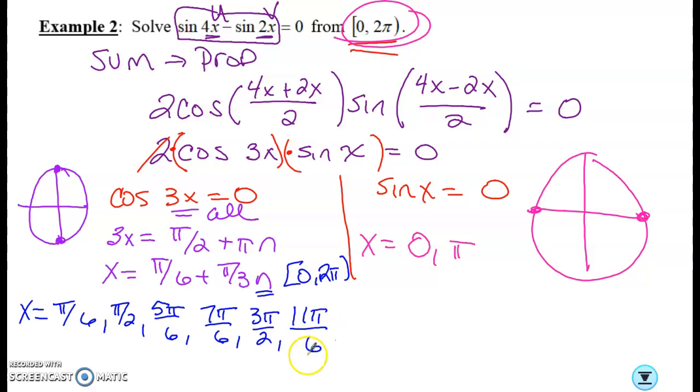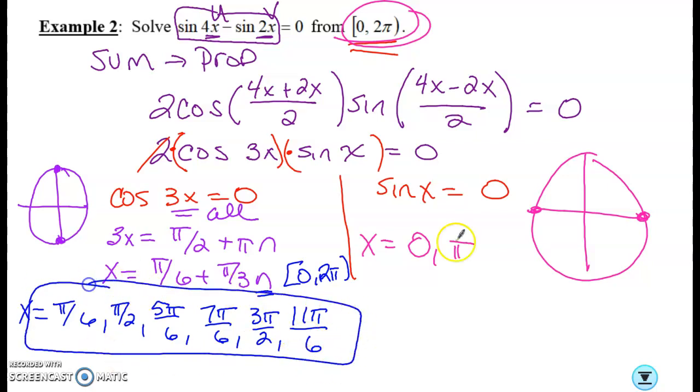If we put in anything higher than that, we're going to be over 2 pi, because 11 pi over 6 is already very close to 2 pi. So all of our answers would be these, and then these two over here. So that's our total answers for this problem.